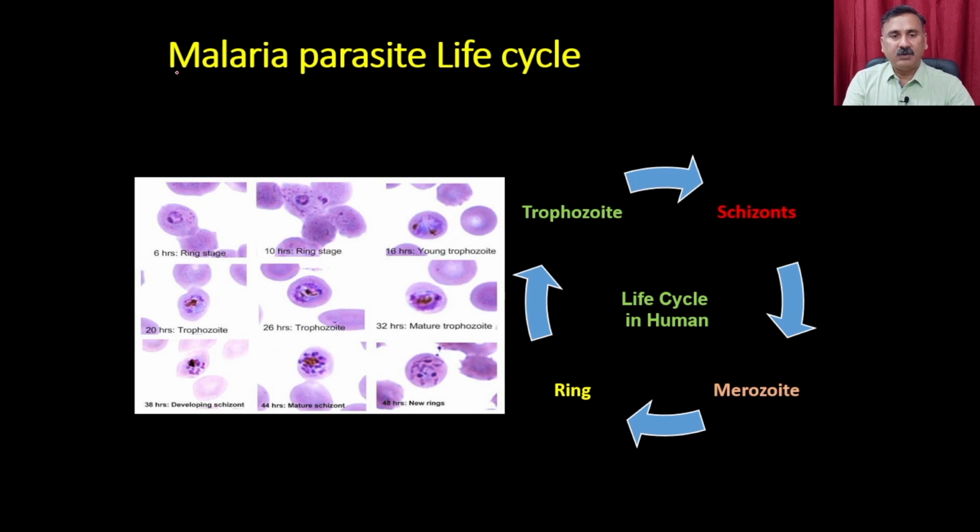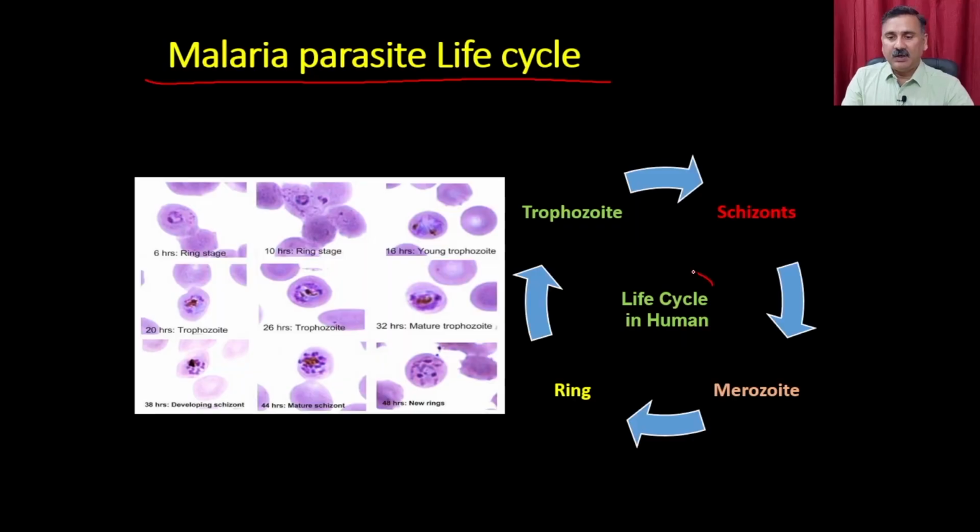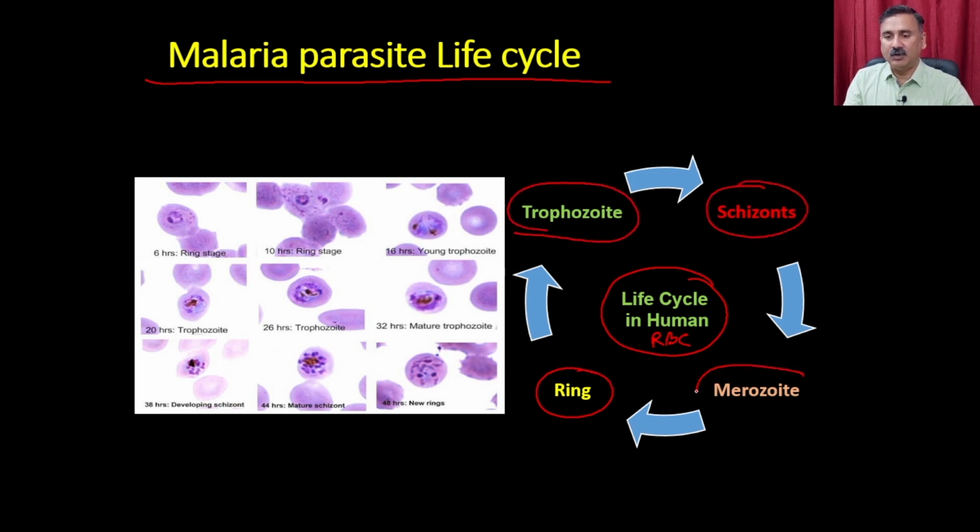Before getting into this, you have to understand the malaria parasite life cycle. The life cycle within the human host takes place in two different organs: one is the liver stage, the other is the RBC stage. The life cycle within the RBC has four stages: the ring stage, the trophozoite, the schizont, and the merozoite. The merozoites then infect new RBCs, and that's how the parasite increases in number.